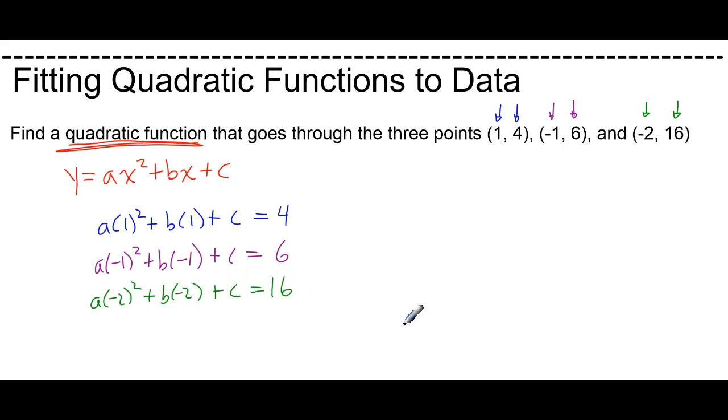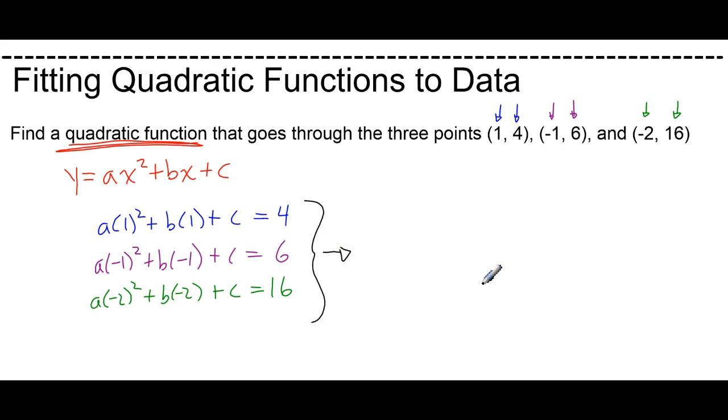Hey, wait a sec. 3 equations? 3 equations, and we have 3 unknowns, a, b, and c. Oh my gosh, it's a system of equations. Yep, that's right. Fitting data to make an equation ends up giving you a system of equations.